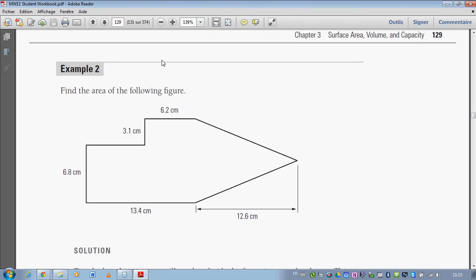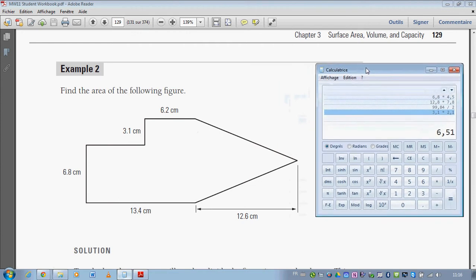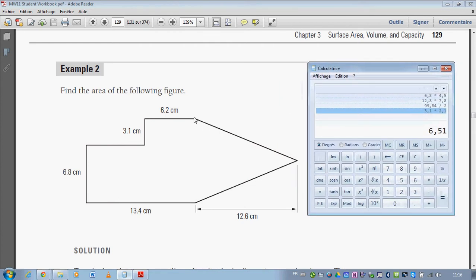Okay, so moving on to example 2. Find the area of the following figure. There is no formula to find the area of this specific shape, so what you're going to have to do is divide this shape down into areas that you can figure out. So for example, for this one, I would probably split this into 3 shapes.